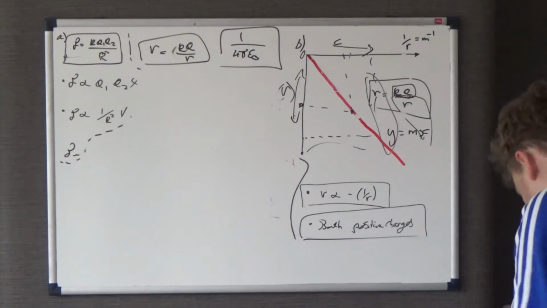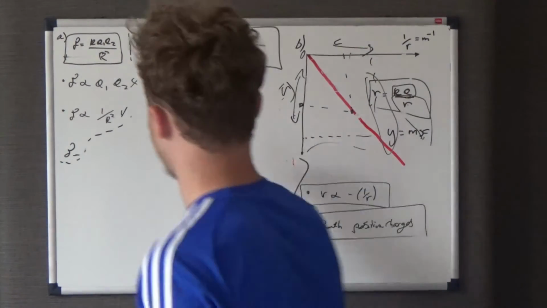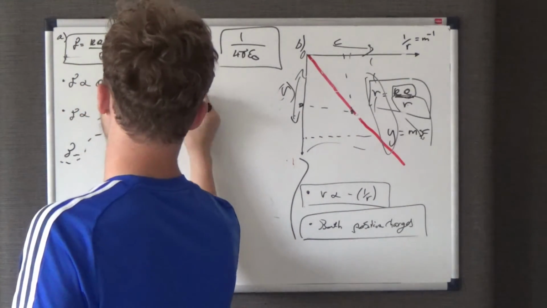Now, at the point they used, they said the potential difference was 2,000.